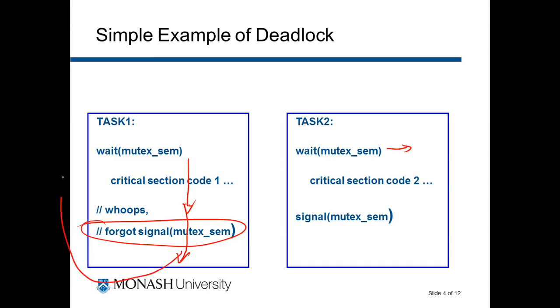Yes, processes run forever. So task 1 goes to the stop, and now task 1 is waiting indefinitely. Both places are waiting indefinitely. We've got a deadlock.